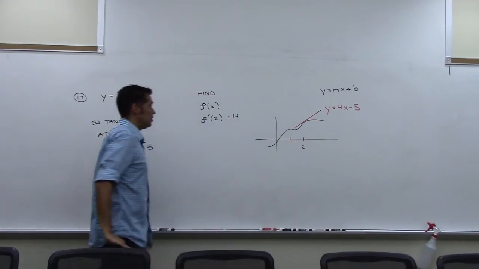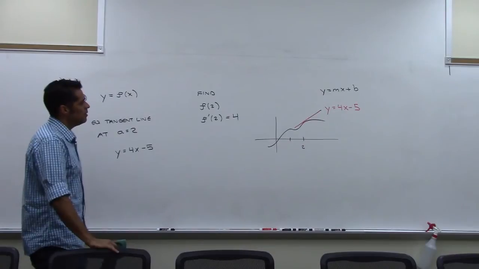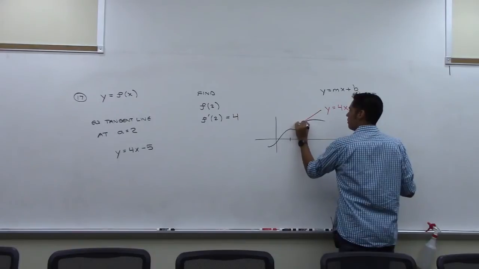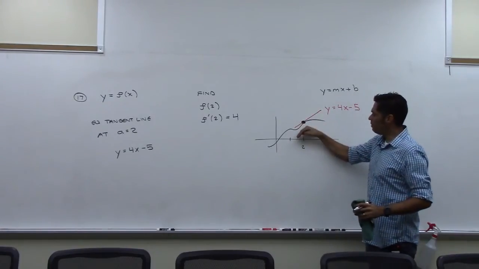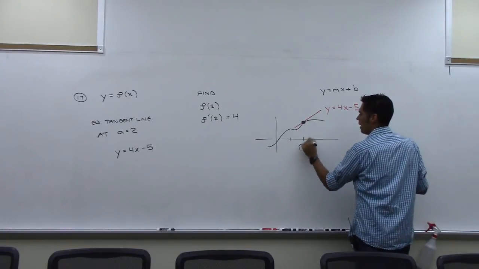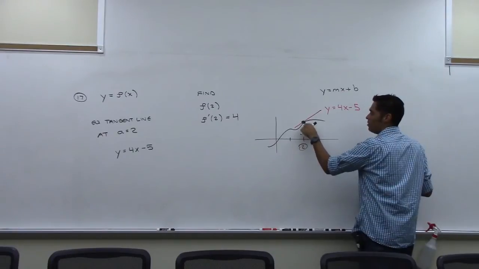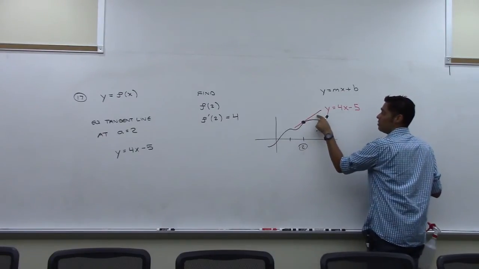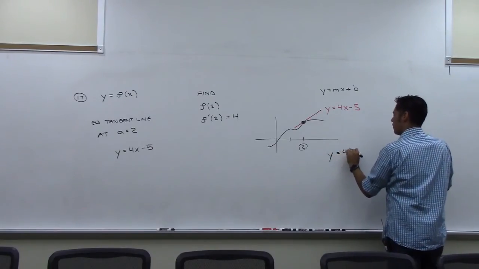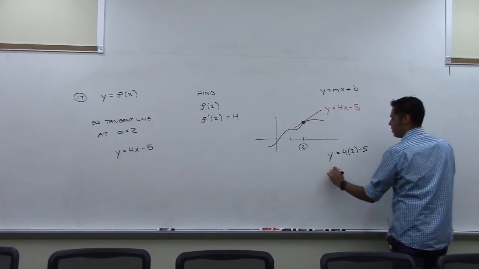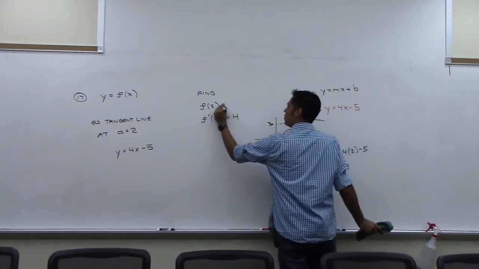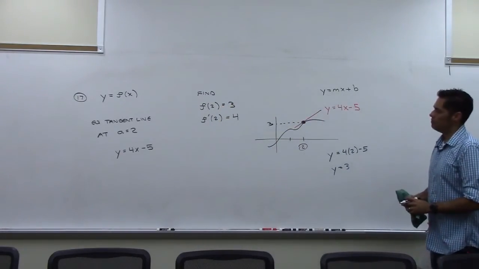Now to find f of 2, that's a little more confusing, but you can think of it this way. This point right here, on this line, lives both on the curve and on our tangent line. So if I plug 2 into the black curve, the y value should be the same as if I plug 2 into the red line. So plug in 2 for x, and this is 8 minus 5, which is 3. So the y coordinate here should be 3. So f of 2 is 3. That's it.